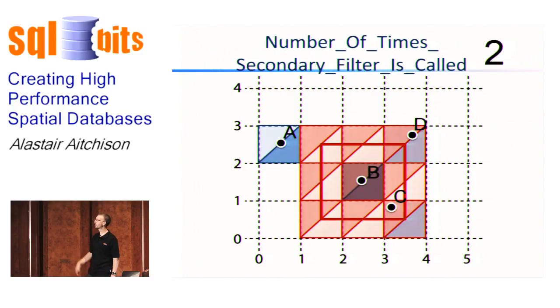And that leaves us with the remaining 2 points, C and D, that we're not sure, basically, based on the primary filter alone, if they're inside or outside the polygon. Let's call the secondary filter. The secondary filter is essentially the ST intersects method itself, and that's going to compare the individual point sets of the geometry to come out with the right result.